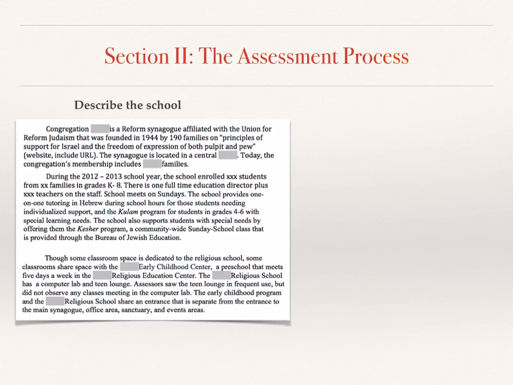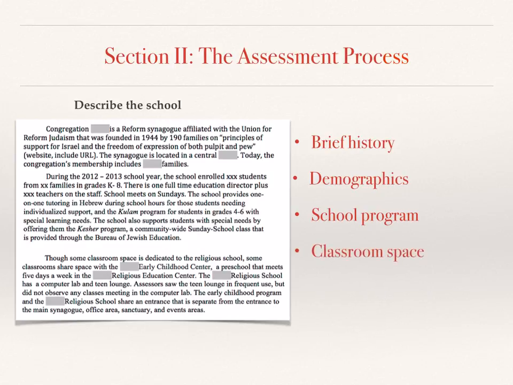Conclude this section with a description of the school. Start with a brief history, then add a description of the demographics, the school program, and a description of the classroom and overall physical space. In this section, you should add anything important about the school that you will be referencing in your report.